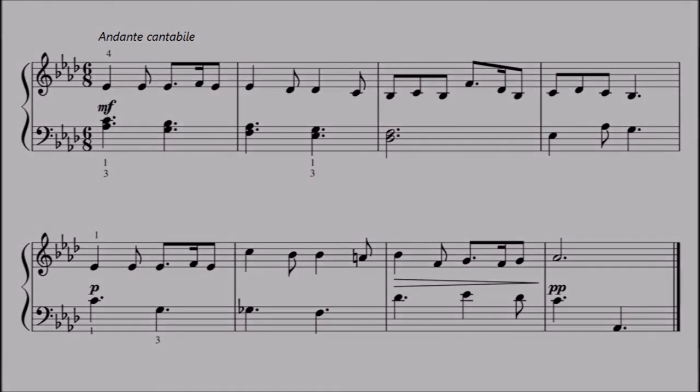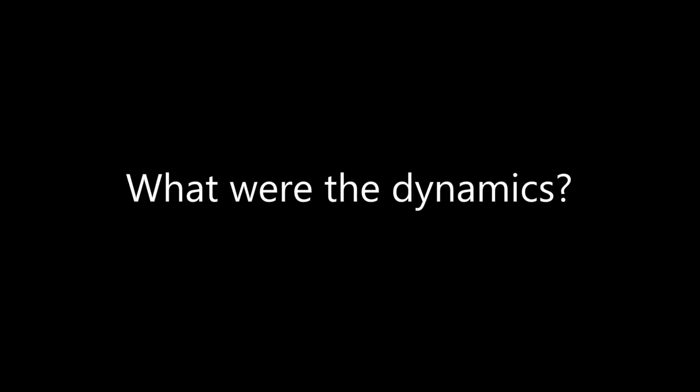Okay, could you tell me what the key signature was of this extract? And what about the tempo marking? And finally, what dynamics do you remember seeing?